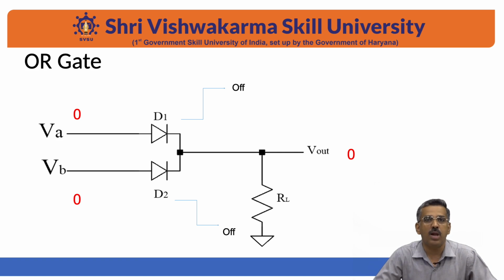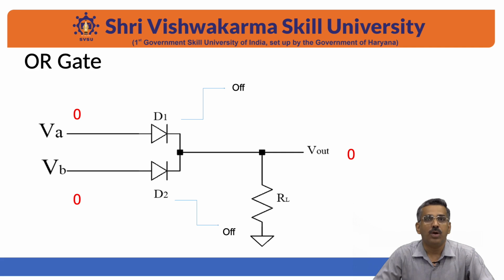First of all, we give the input 0, symbolically, to both the diodes. When the input is 0 to both the diodes, the diodes will remain off and the output of the whole circuit will be equal to 0, because no diode is working when both inputs are equal to 0.